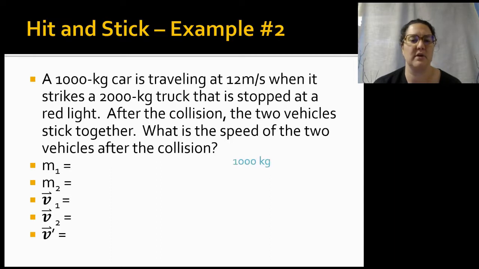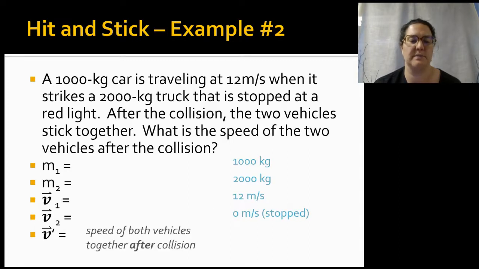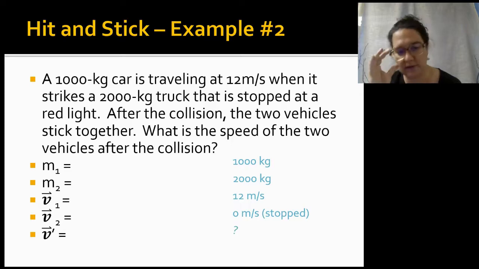So the mass of the car is 1,000 kilograms. The mass of the truck is 2,000 kilograms. The speed of the car before the collision, or the velocity, is 12 meters per second. The velocity of the truck is 0 meters per second because it was stopped. We're going to find the velocity of both vehicles after the collision. And again, when I'm writing down my variables, I like to use C's and T's to identify my subscripts so that I know that I'm attaching the right mass and velocity to the right vehicle.